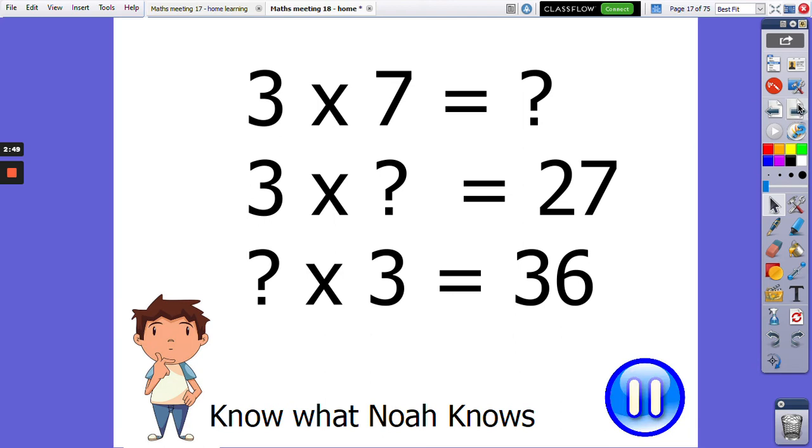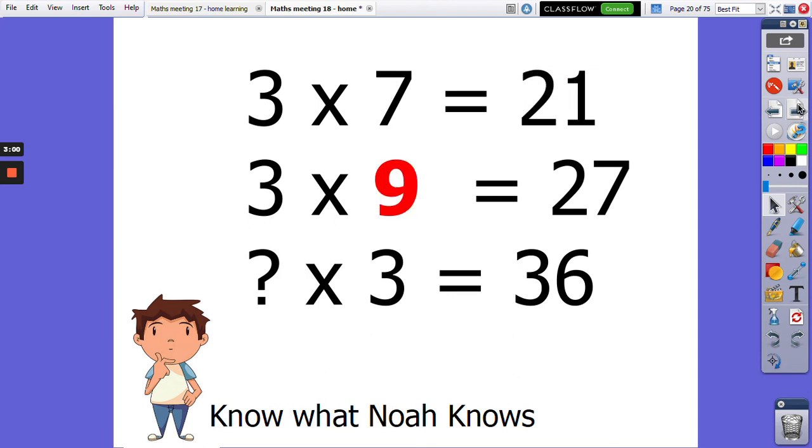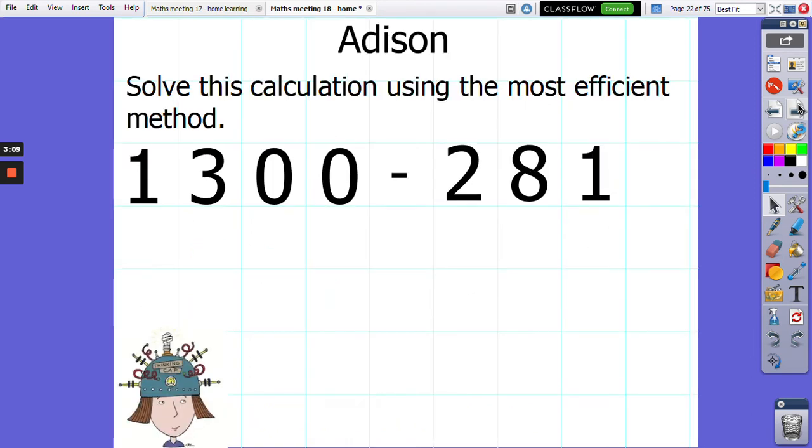Okay, let's see, shall we? 3 multiplied by 7 is 21. 3 multiplied by something equals 27. 3 multiplied by 9 equals 27. And what multiplied by 3 equals 36? 12 multiplied by 3 is 36. Well done if you got all 3 of those correct.